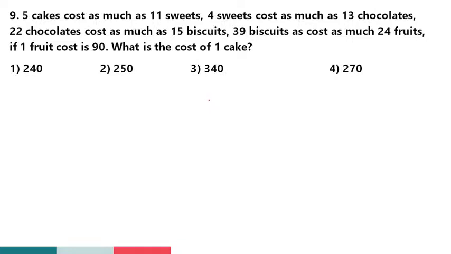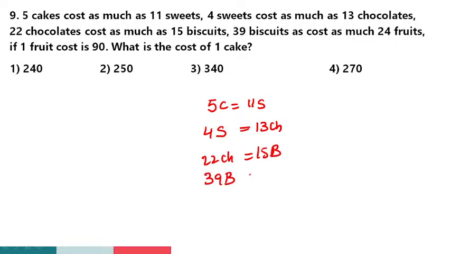The given information: 5 cakes cost as much as 11 sweets. Next, 4 sweets cost as much as 13 chocolates. Next, 22 chocolates cost as much as 15 biscuits. 39 biscuits cost as much as 24 fruits. One fruit costs 90 rupees. Then, how much does one cake cost?